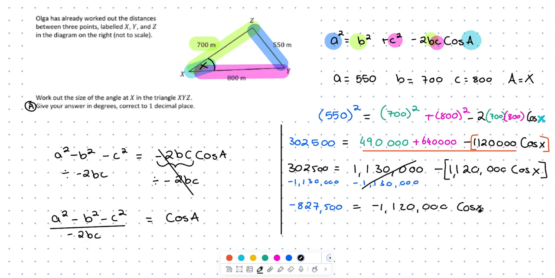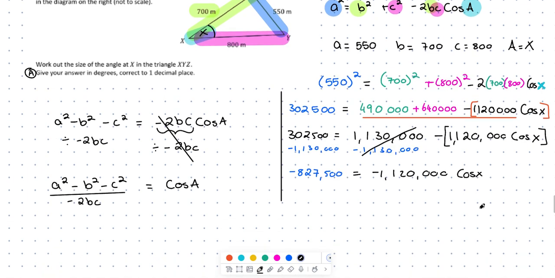Now I want to get the cos of x on its own. And how do I get rid of this? What is this doing to that? Well, they're side by side. There's no symbol in between them. So this minus 1,120,123 is multiplying by the cos of x. So to get rid of it, we're going to divide by that on both sides. So I'm going to say divide by minus 1,120,123 on both sides.